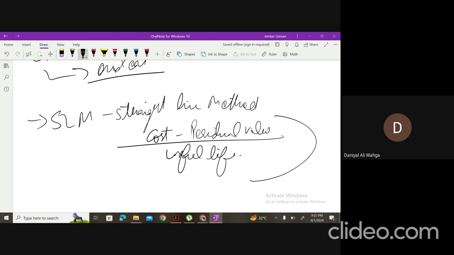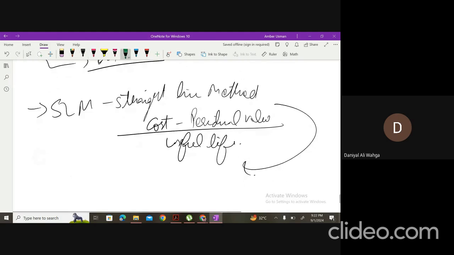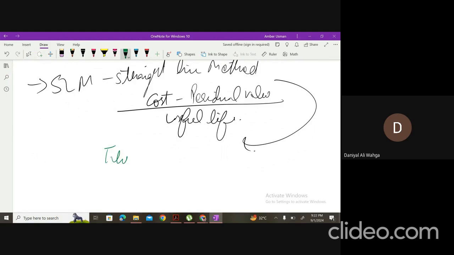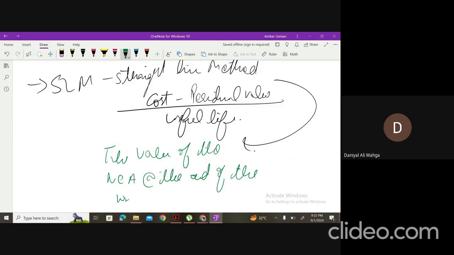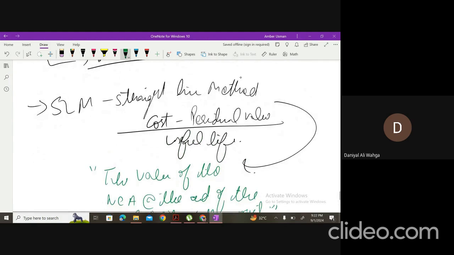useful life. What is residual value? Please, sir, explain. The value of the non-current asset at the end of the useful life of the asset. At the end of the useful life, whatever the value can be estimated, that is the residual value. Okay, we have already discussed the useful life.